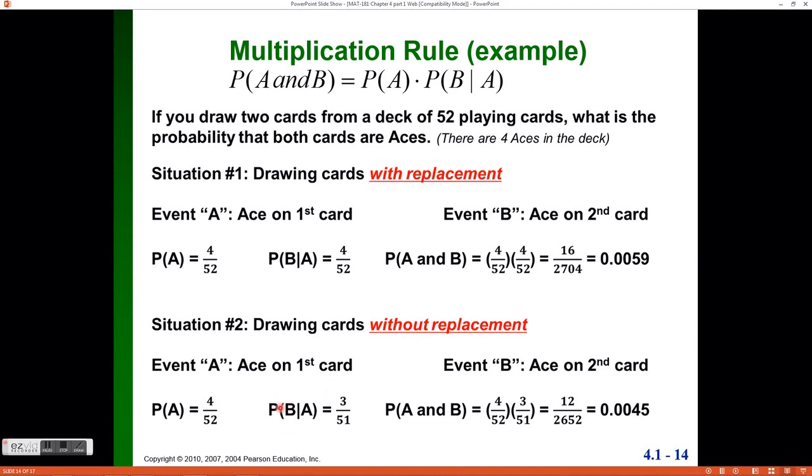Now what I have to do is assume that the first event did happen. So when I compute the probability of getting an ace on the second card, I do it under the assumption that I did pull an ace on the first card. If that's the case, then there are only 3 aces left in the deck, and there would only be 51 cards left in the deck. So the probability of getting an ace on the second card, given an ace was pulled on the first card, would be 3 out of 51. Now using the multiplication rule, multiplying those two probabilities together, I get a slightly different answer.